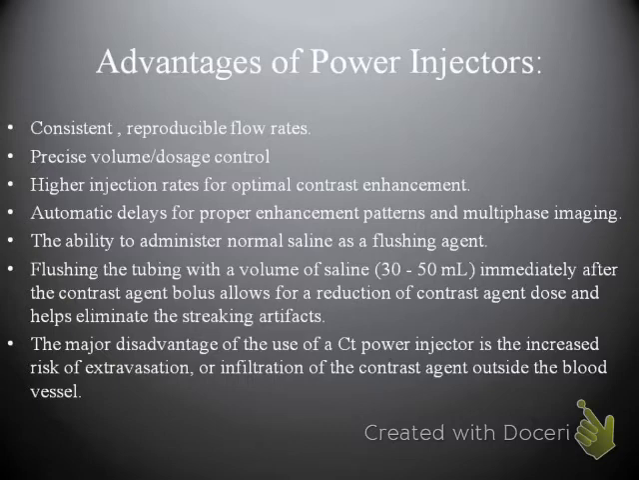The ability to administer normal saline as a flushing agent. That's one of the most important things that we do now with CT: we can deliver a slightly lower amount of contrast medium while pushing saline, which allows the contrast to actually enhance adequately. Flushing the tubing with a volume of saline, 30 to 50 milliliters, immediately after the contrast agent bolus allows for a reduction of contrast agent dose and helps eliminate streaking artifacts. So it allows the dosage to be less, but it provides the same quality of images.